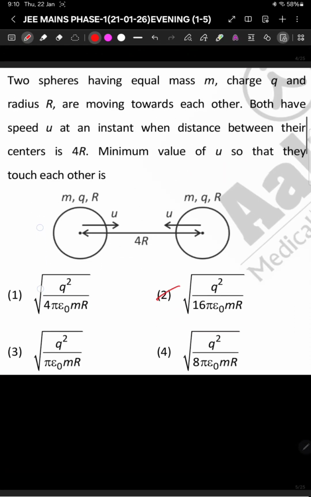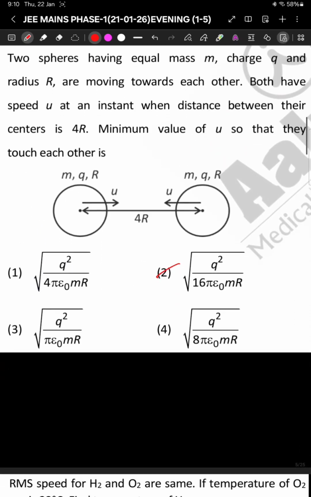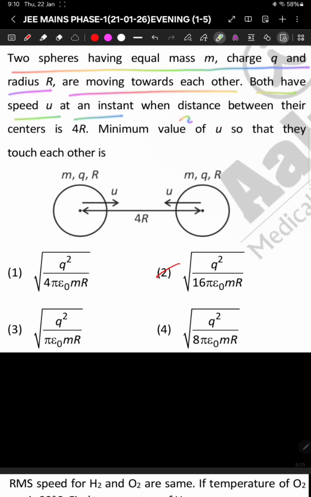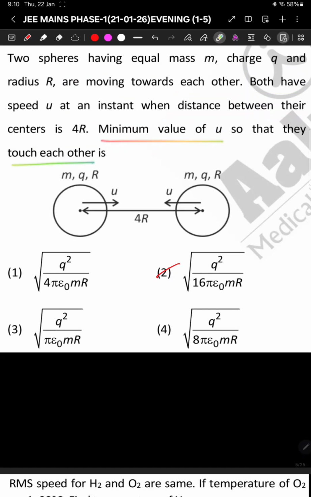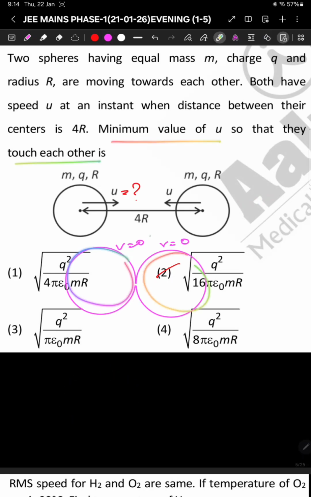Fifth question. This question belongs to electrostatics. Here, two spheres having equal mass and charge and radius r are moving towards each other. Both have speed u at an instant. The distance between the centers is 4r initially. The minimum value of u so that they touch each other is asked. That means this was the initial position. Finally, they will touch each other like this. Touching each other means their final velocity can become 0. So the initial velocity they are asking, with final velocity 0 given.